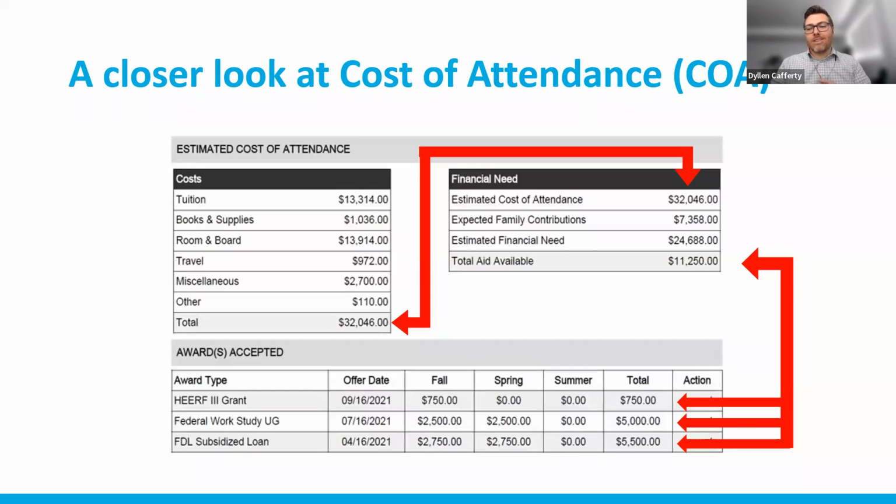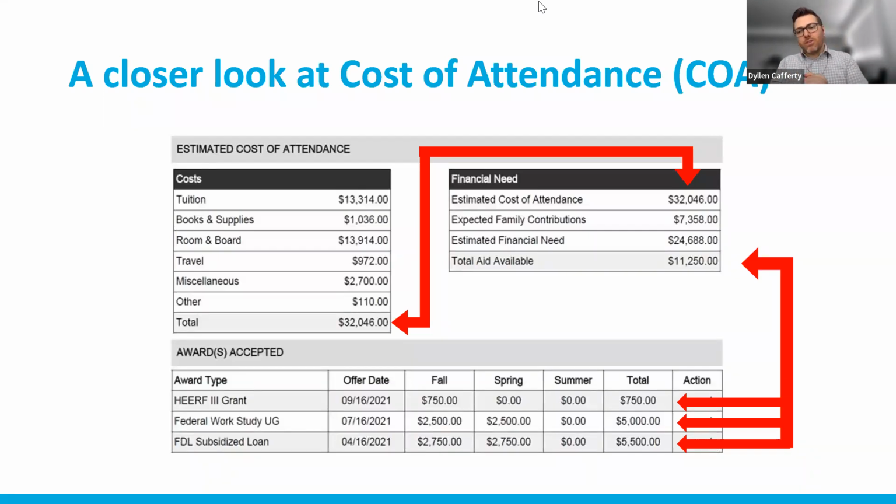The main thing you need to understand is the awards. If you're looking at the bottom there, you've got the table and all the awards that have been offered to the student. In this example, we've got grants, work study, and loan. The total aid that's available is $11,000, and so they're looking at using $11,000, even though there's an estimated financial need of $24,000.